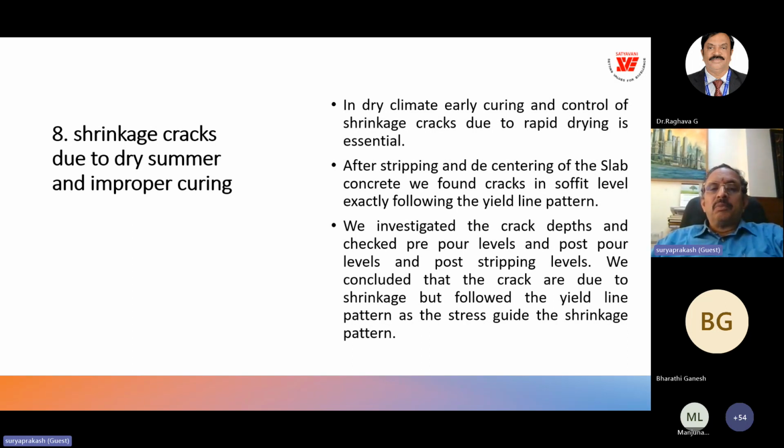Prior to pouring of the concrete, we record the levels of the form, and then post pouring of the concrete, we record the levels, and then before stripping, we record the levels, and after stripping, we record the levels. In the case of a post-tension slab, before stressing and after stressing, we also record. So 6 stages of levels are recorded.